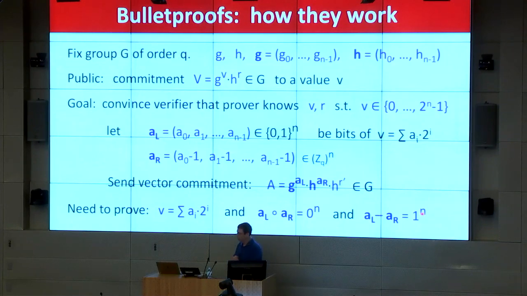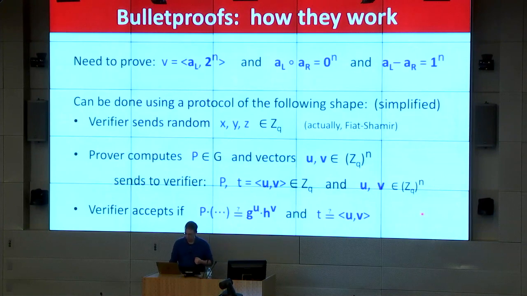All right, cool. So how do we do that? Well, here. These are the three things we have to prove. Here I wrote this as an inner product. This is a vector of powers of 2. So if I take the inner product of the bits with a vector of powers of 2, I should get the value back. The Hadamard product should be all zeros, and the difference should be all ones. That's what we have to prove.